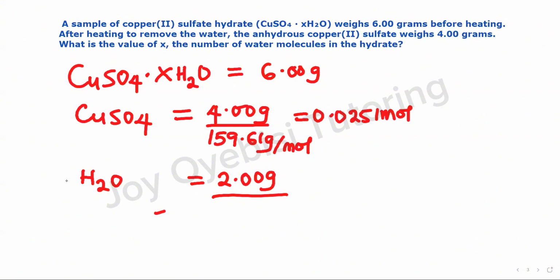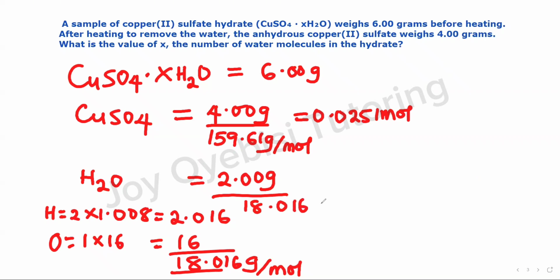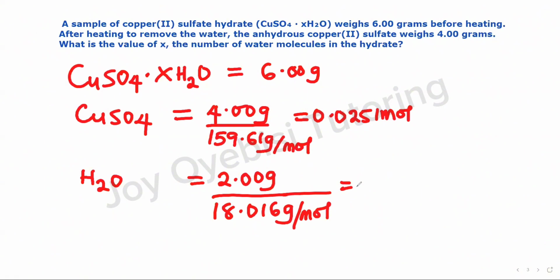Now, I will do the same thing for water. For H2O, there are 2 hydrogens multiplied by 1.008. Oxygen, 1 times 16. This is going to give me 2.016 plus 16. That gives me 18.016 grams per mole. So the molar mass of water is 18.016 grams per mole. When we divide 2 by 18.016, that gives 0.111 mole approximately.